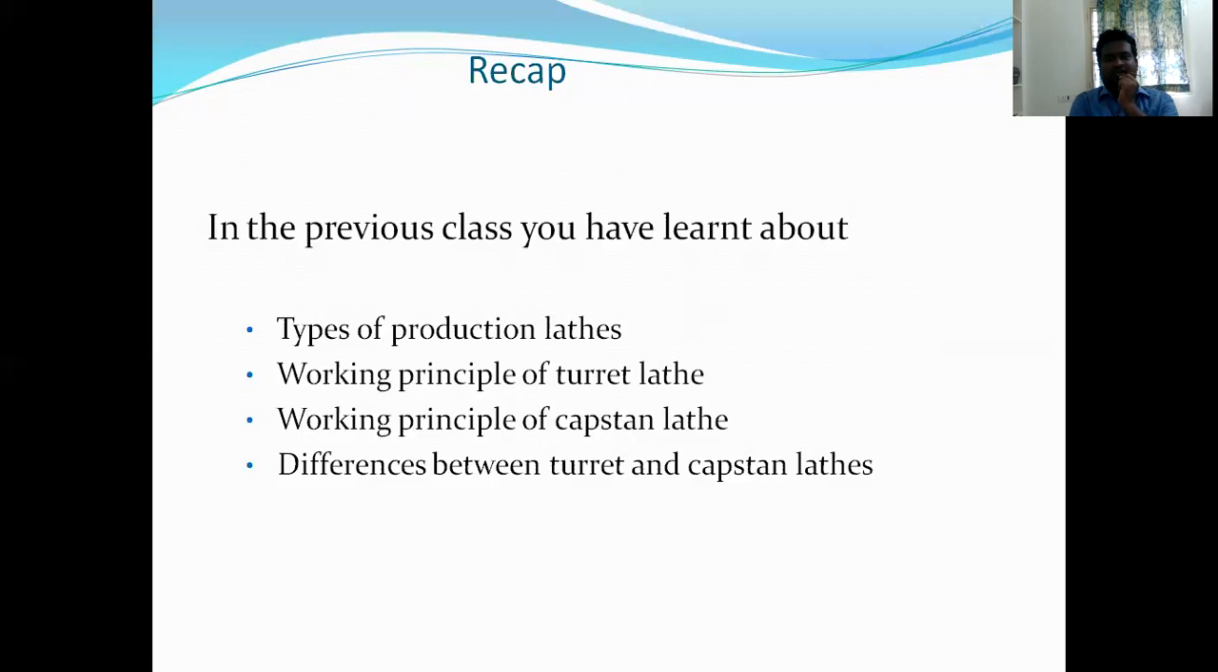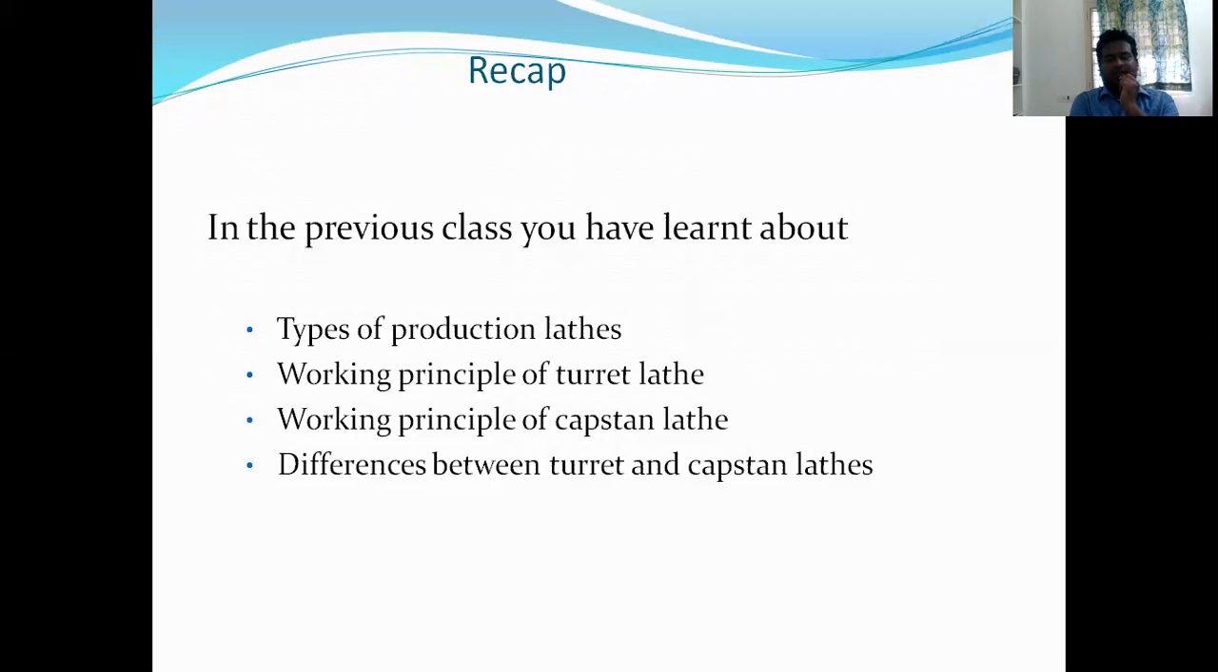But the change is that the turret is fixed on the ram. In the capstan lathe, the turret is fixed on the ram, whereas in the turret lathe, the turret is fixed on the saddle. Here in the capstan lathe, the turret is fixed on the ram and the ram is fixed on the saddle. So for the longitudinal movement, the ram slides on the saddle. In the turret lathe, the turret moves on the saddle for longitudinal movement. So that is the main difference between the capstan and turret lathe.